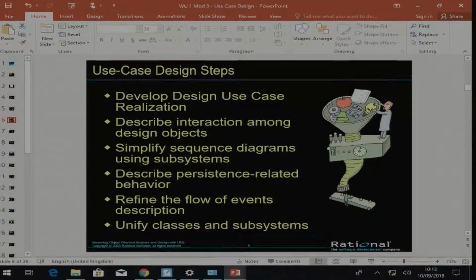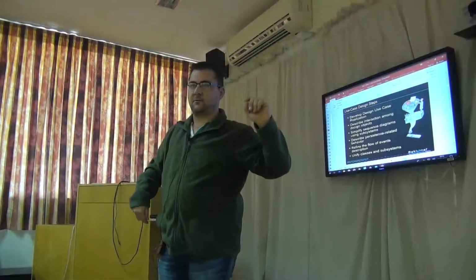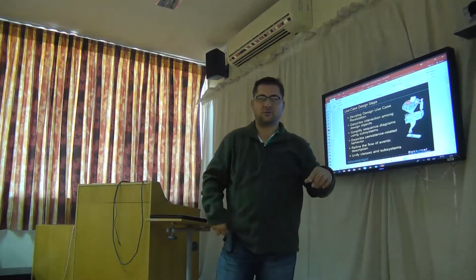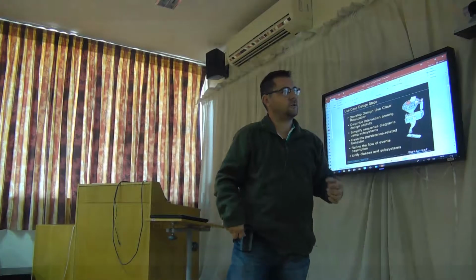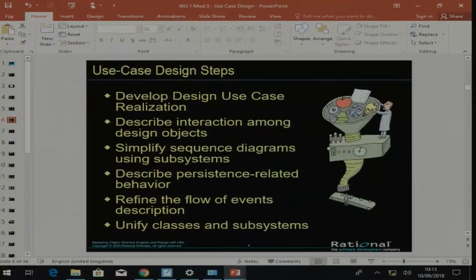So that when we create our design sequence diagrams and class diagrams and we're creating the realization, it says to us that ultimately these classes allow me to fulfill the requirements which come from a requirements use case. It describes the interaction among your design objects, which is done through the creation of your design sequence diagram. Then we can simplify our sequence diagrams using subsystems.